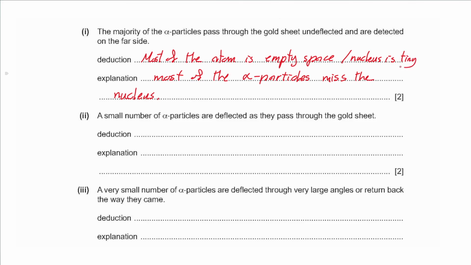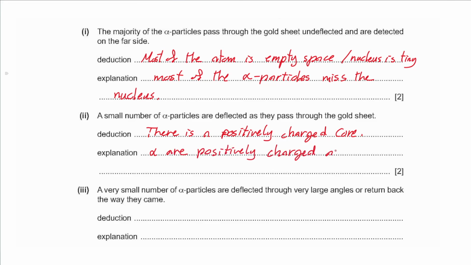Double I says a small number of alpha particles are deflected as they pass through the gold sheet. That means that they were repelled. This shows that there is a positive or positively charged core inside the empty space. And this is because alpha particles are positively charged and they were repelled. So there must be a like charge inside that.